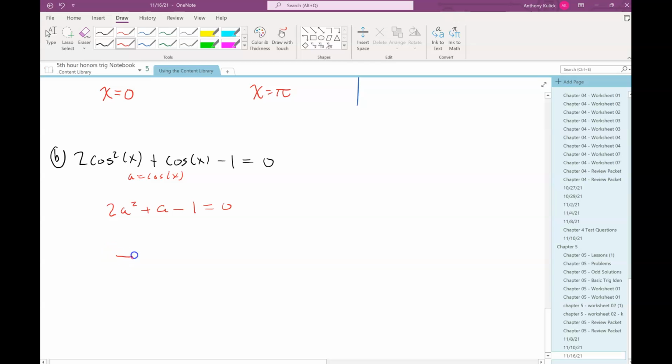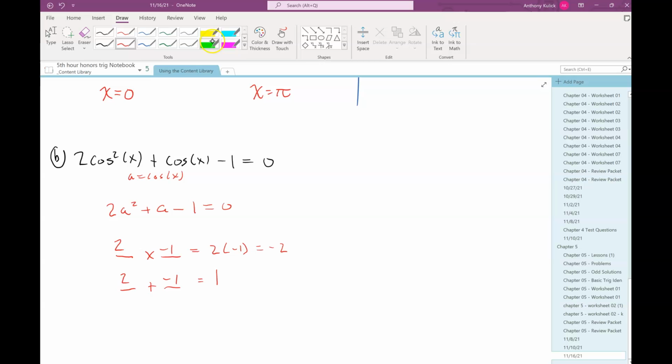So what we're going to be looking for is two numbers that multiply to give us the leading coefficient times the constant term. And also those two numbers should add to give us the coefficient on the linear term. So what are the two numbers that multiply to give us -2 and add to give us +1? 2 and -1. Very good.